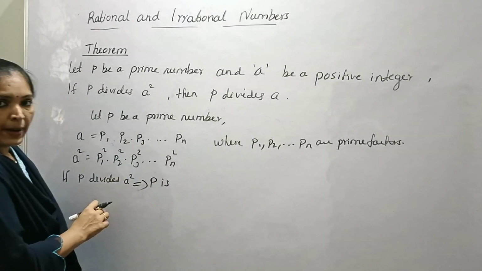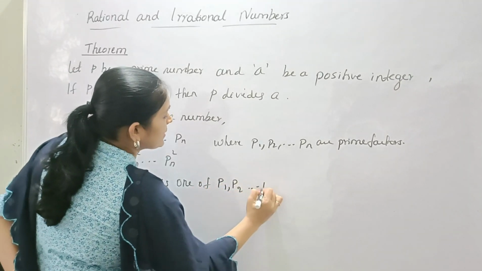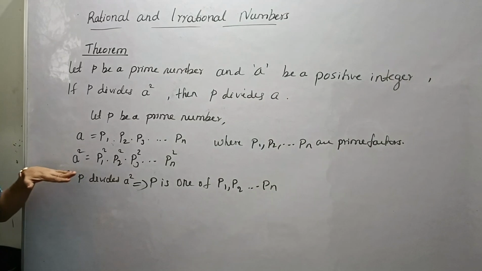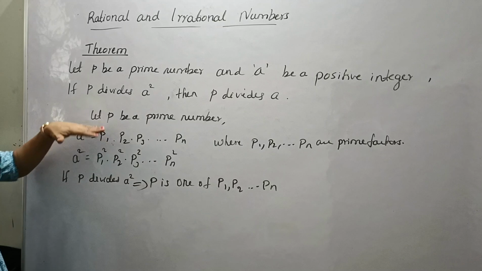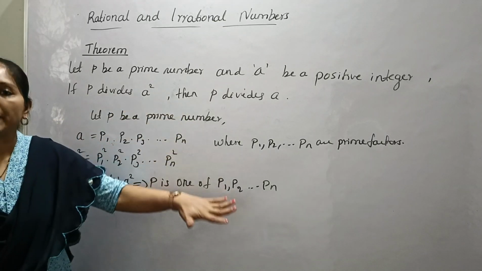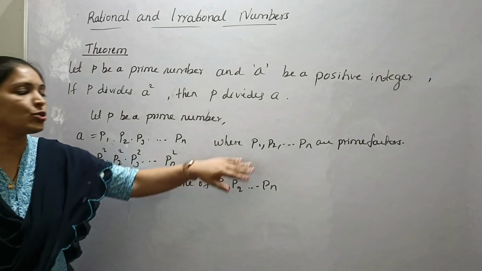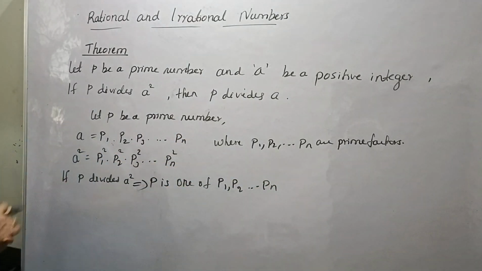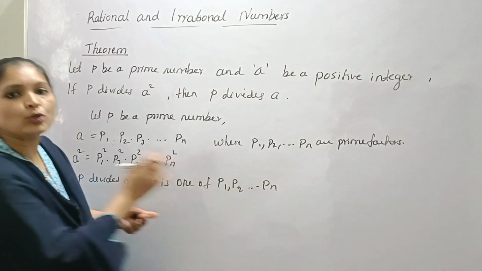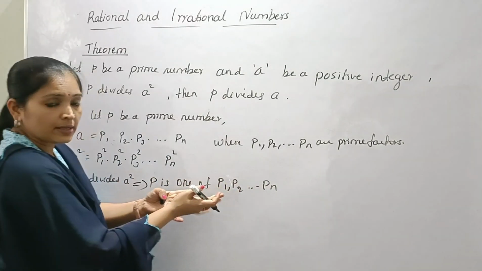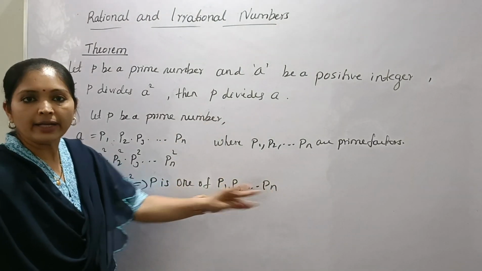Then this implies that p is one of these, p1, p2, etc. pn. Why? Because p is a prime factor of a square, and p1, p2, p3, etc. pn are prime factors. Therefore, p is either p1 or p2, etc. or pn. So that means p divides p1 into p2 into etc. into pn. Right?